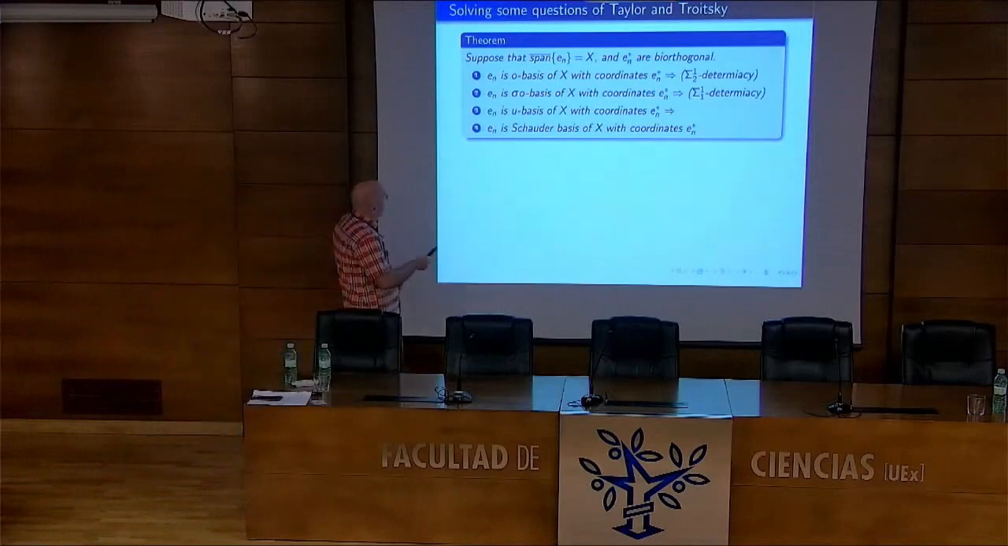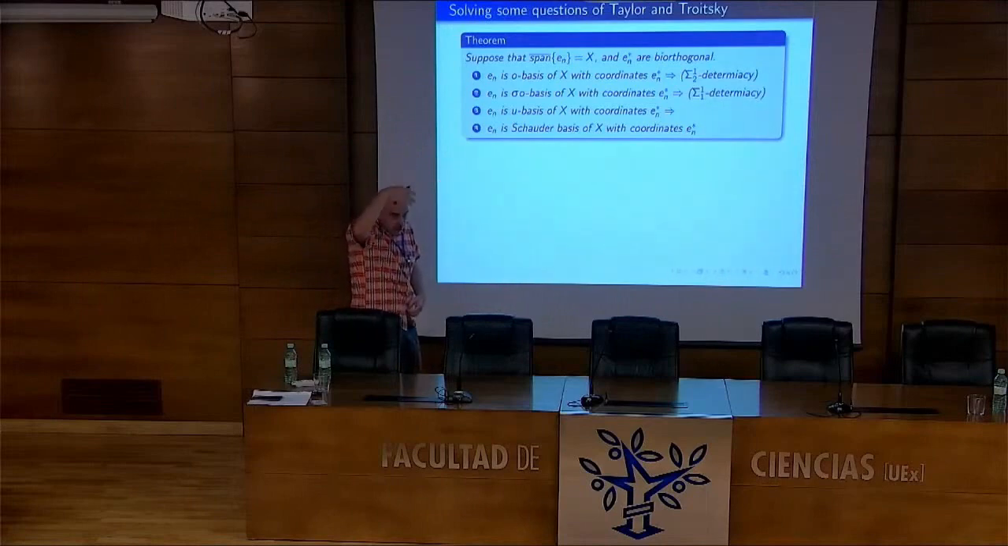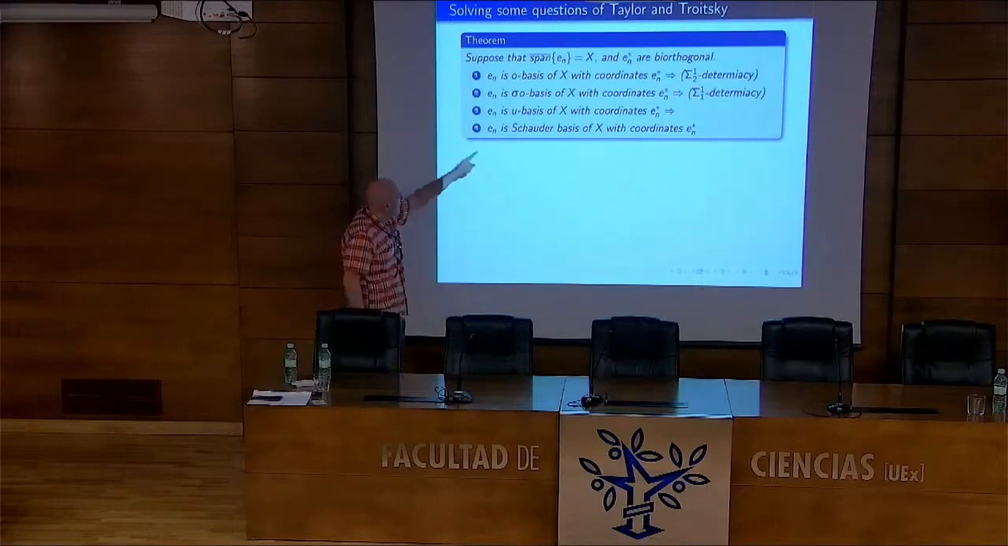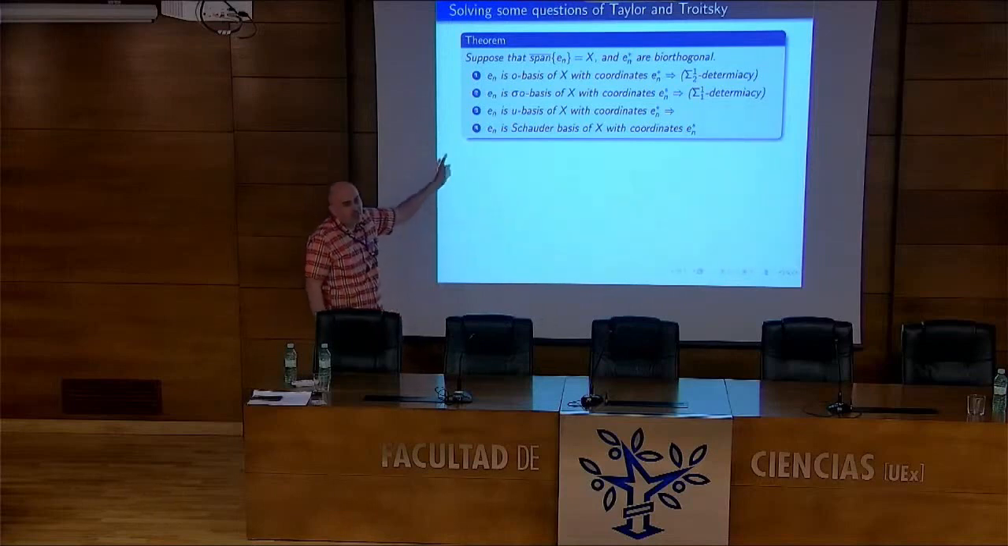Which is that if we are in a separable space where this candidate to a basis is linearly dense, and if I fix possible functionals, which are not assumed to be continuous, these possible coordinate sets, then if you have an order basis, it implies that this is a sigma order basis, then it implies that this is a U basis, and it implies that this is a Schauder basis. So you have this scale.